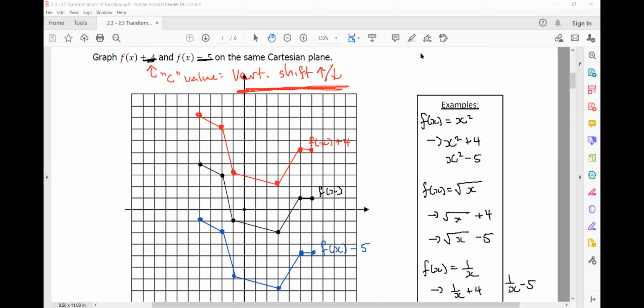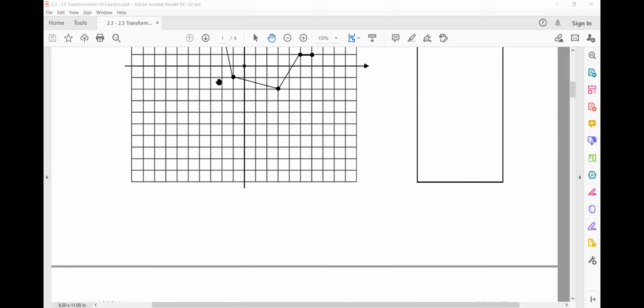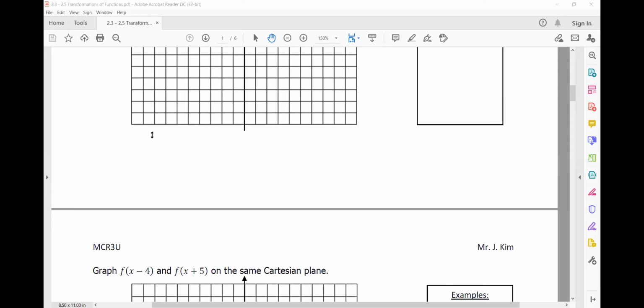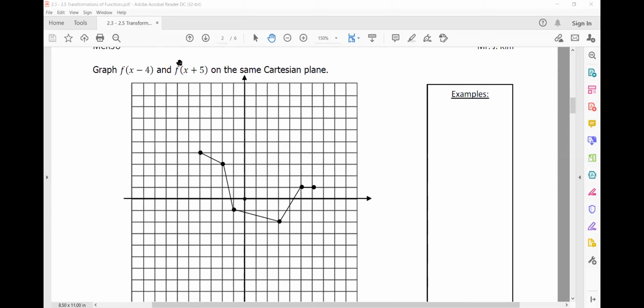I'm going to move on to page 2, so the back page, and look at what happens when you have a plus or minus inside the actual function. What happens when you have a number that changes the x value inside the function? Okay, so here it is. If you have something affecting inside the function, these are the horizontal shifts.